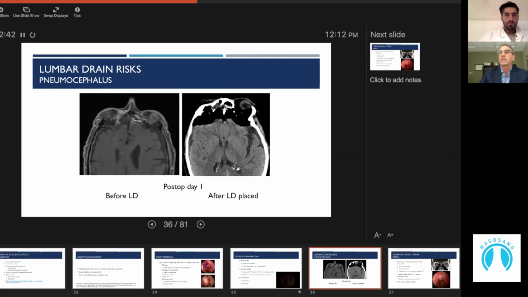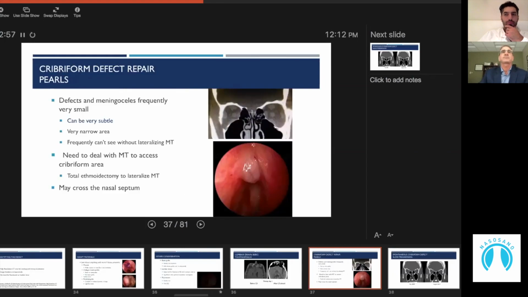Grafts take time to heal. So even when we do a reconstruction, frequently we're not getting a watertight seal immediately. It takes time for the grafts to heal. That's why we use packing to keep the grafts in place. So I avoid lumbar drains in most situations.